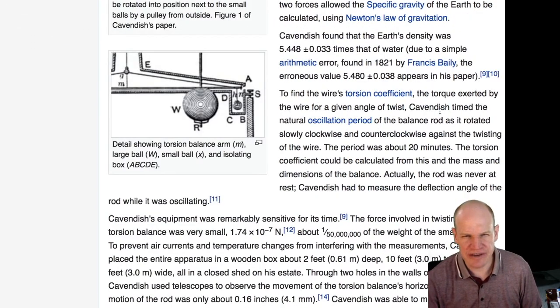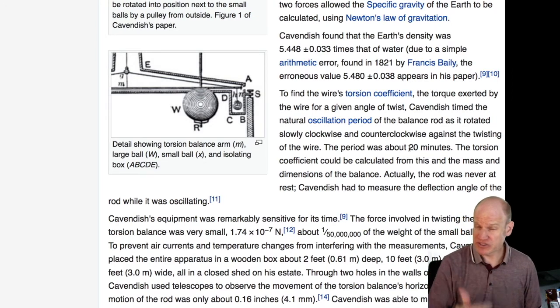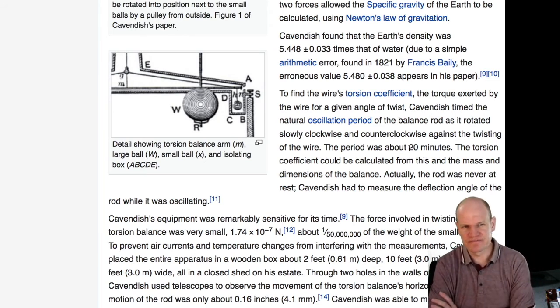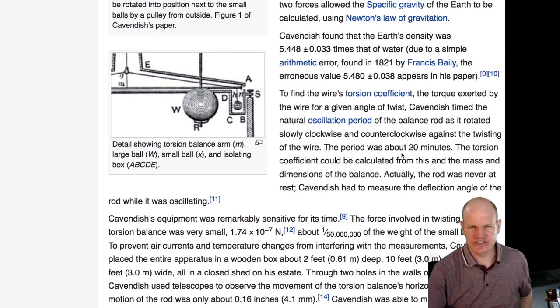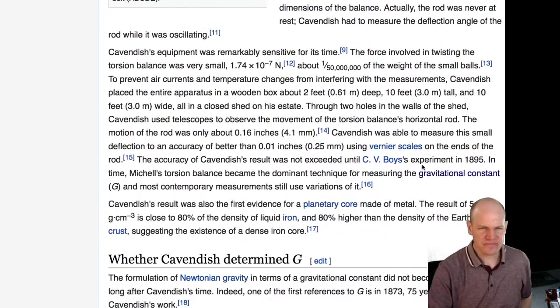Okay, so again, right here, Cavendish timed the natural oscillation period of the balance. There you go, and that has a mousetrap on it. As it rotated slowly clockwise and counterclockwise against the twisting wire, a period of 20 minutes. So I was on an experiment that was similar to this. It was looking at a different phenomenon, but it still used the same basic design of a torsion pendulum. And the oscillation period in that case was 15 minutes. So we had like a 1,000-second oscillation period. And so that goes to show how slow this thing is going to be twisting from side to side. Once you measure it, then you know the torsion coefficient, which is the spring constant of the wire that you oscillate in.